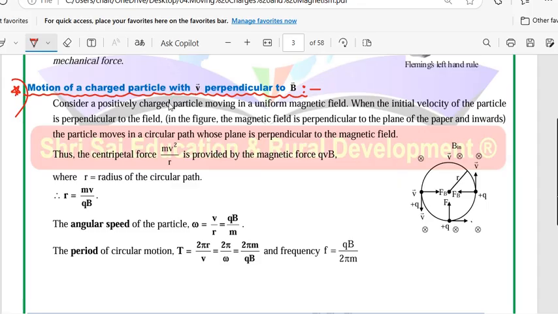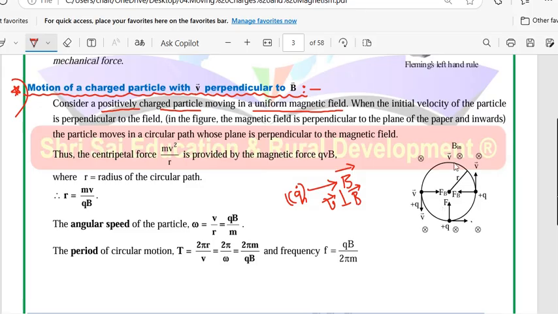See, consider a positively charged particle. So let us consider a positively charged particle moving in a uniform magnetic field when the initial velocity of the particle is perpendicular to the field. Okay, some kind of charge, it is moving in a uniform magnetic field B bar. So whatever the initial velocity of the particle, that initial velocity is perpendicular to this magnetic field. Okay, so let us consider a figure.